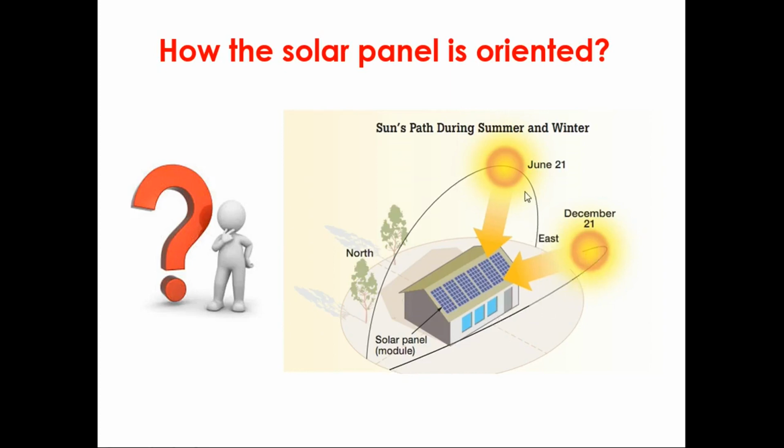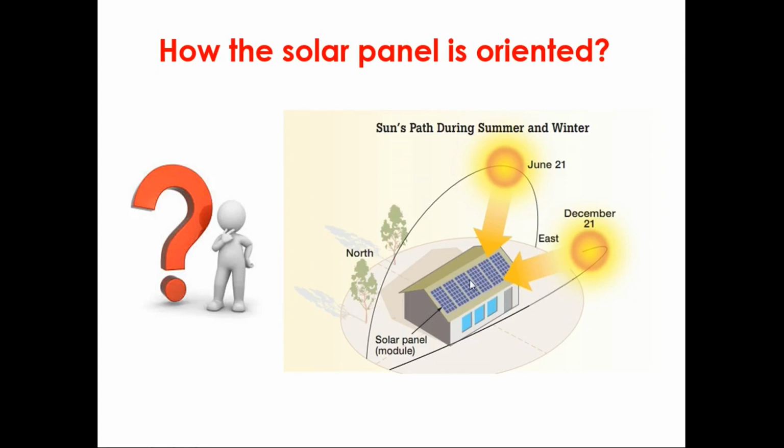However, in the case of summer, it will follow this path. My point is this, it will not go in this direction. So as we are in the northern hemisphere, our panels are oriented south facing, and this angle is usually the angle of latitude of the particular location, meaning the sun will not go in this direction at any point of time. So it is always facing towards the south.